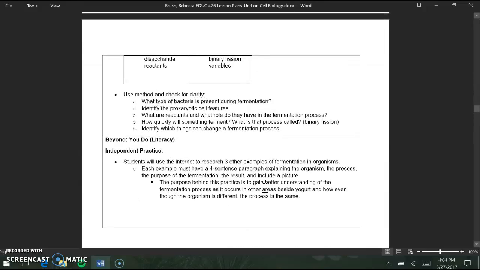And for the independent practice, I wanted them to research other examples of fermentation in organisms, not just fermentation in yogurt, but see what else they could do, so they have a better understanding of how the process works in other areas besides yogurt.